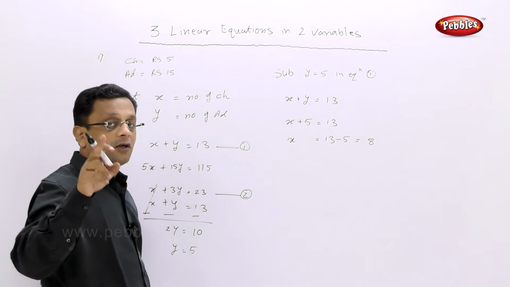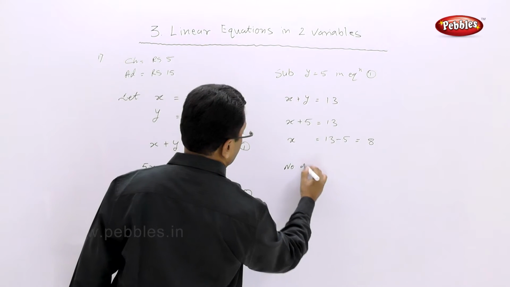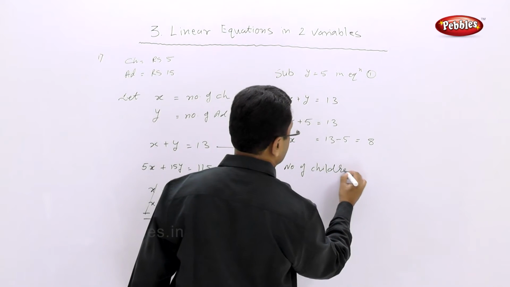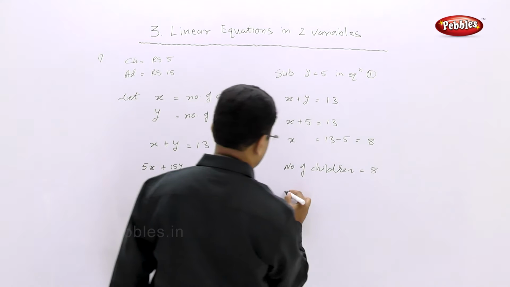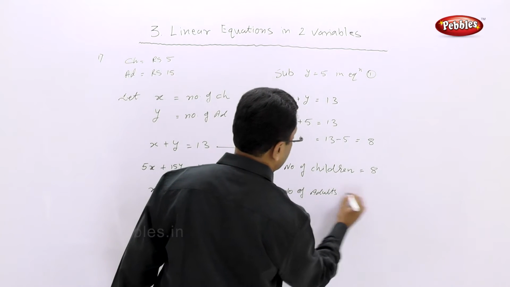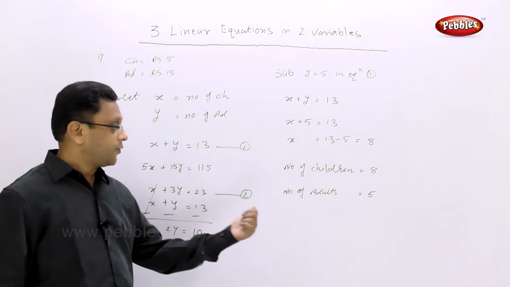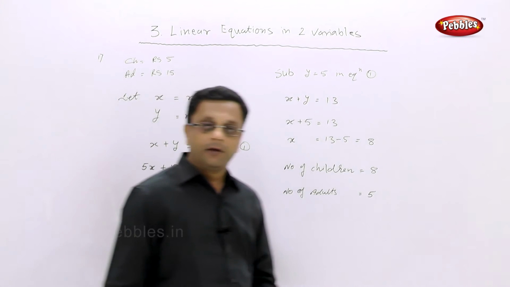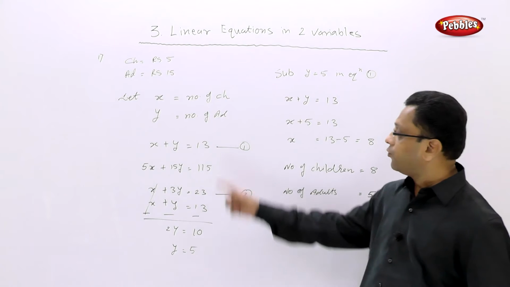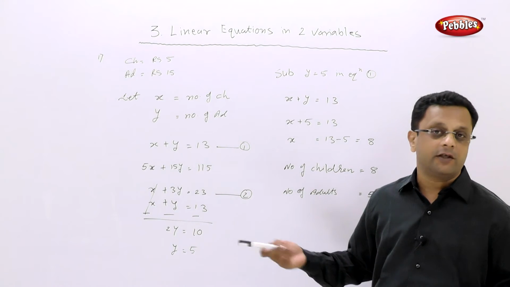But while writing the answer, how will you write? The number of children is equal to 8, number of adults is equal to 5. In this fashion you have to write the answer. Okay, very easy. The tricky part in this is to form the equation. Once you get the equation, the rest of the things are very easy.